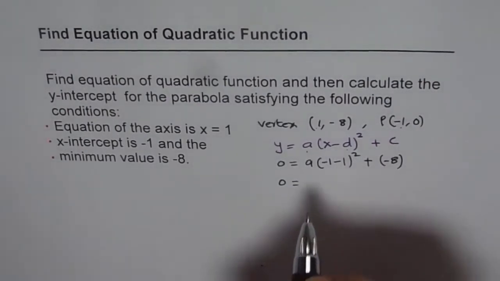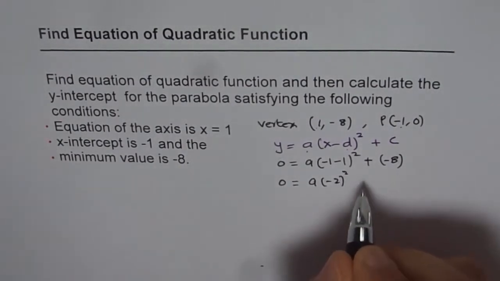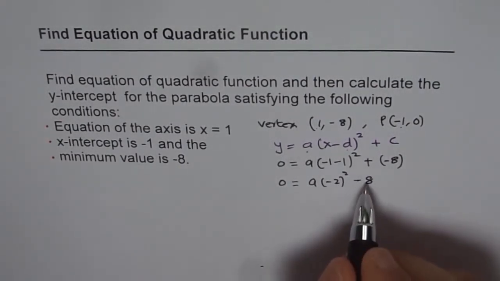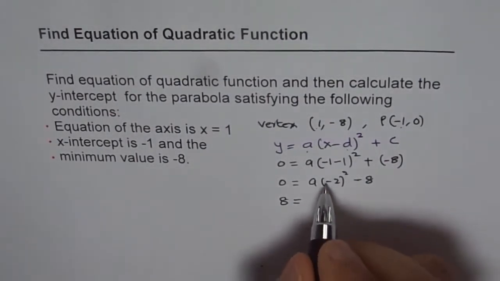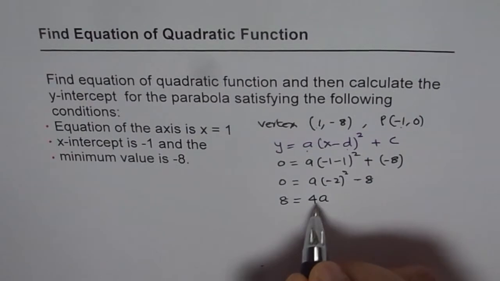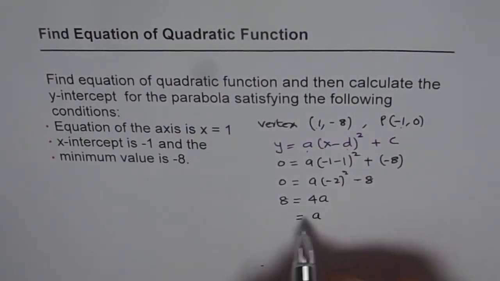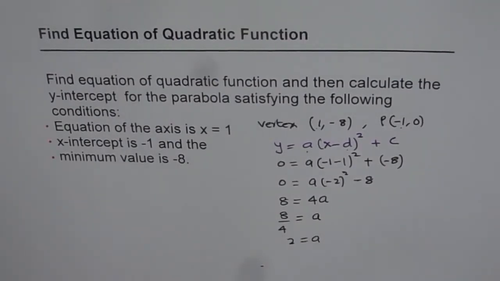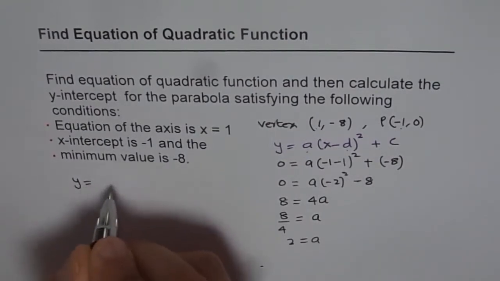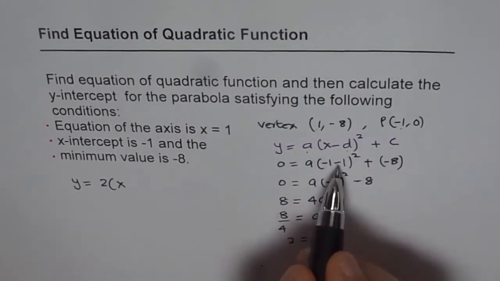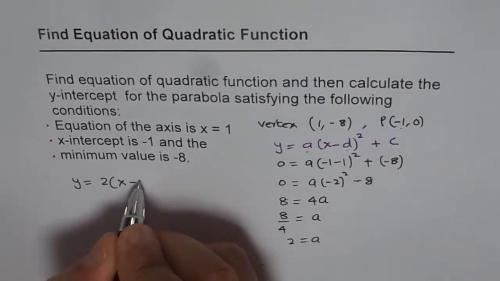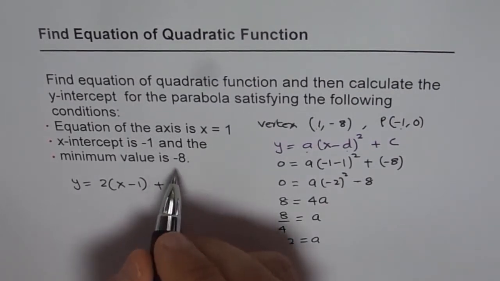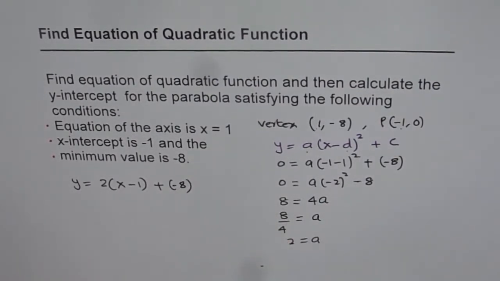So we can write this as a times minus 2 whole square minus 8. So we can bring 8 to this side, and minus 2 square is 4, so we get 4 times a equals 8, and from here a equals 8 over 4. That means the value of a is 2. Now once we know the value of a, we can write down our equation. So we have the equation as y equals 2 times (x minus 1) whole square, plus c, which is minus 8. So that is the equation of our parabola.